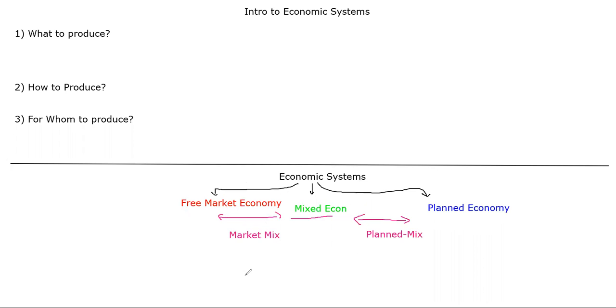The way to remember planned mix and market mix is like in cricket, you have your bowlers and your batsmen, and then you have your all-rounders, and those that are all-rounders but better at bowling, so you call them bowling all-rounders, and there are batting all-rounders as well, stuff like that. So that's it, and we'll just pick up one particular economic system and go with it in the next video.